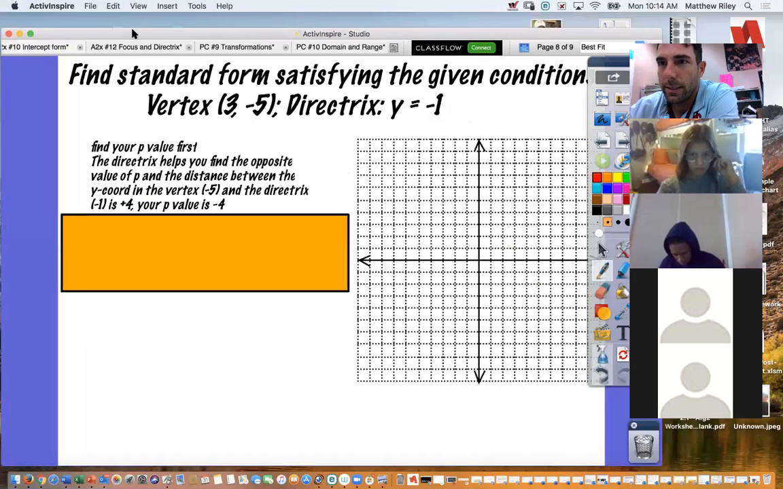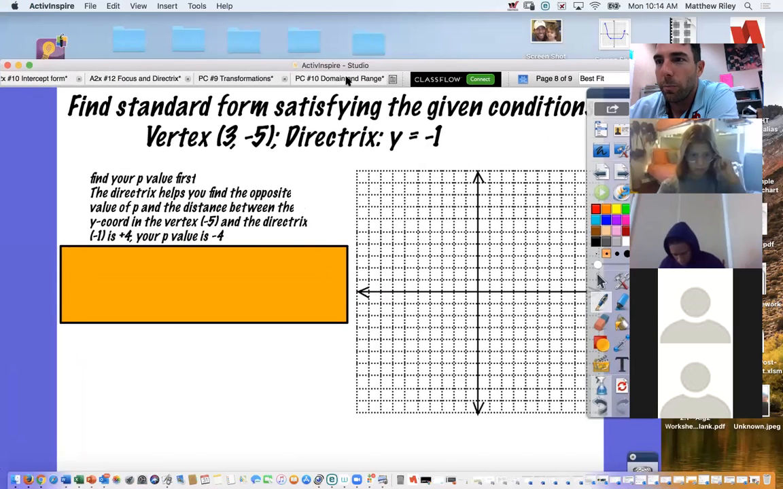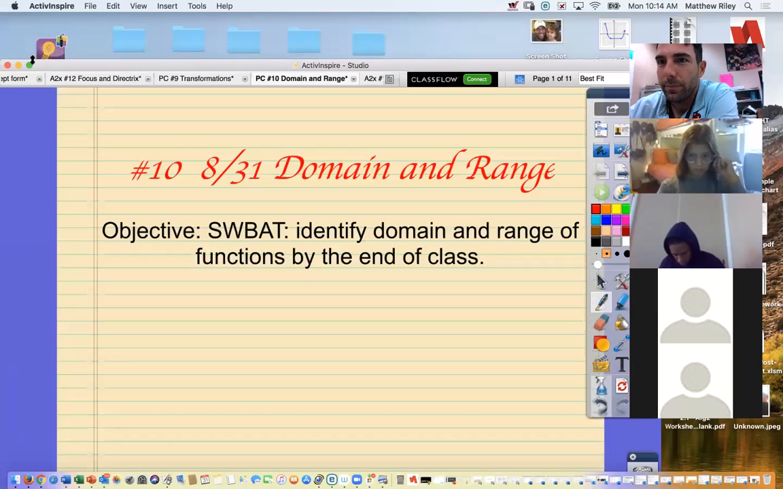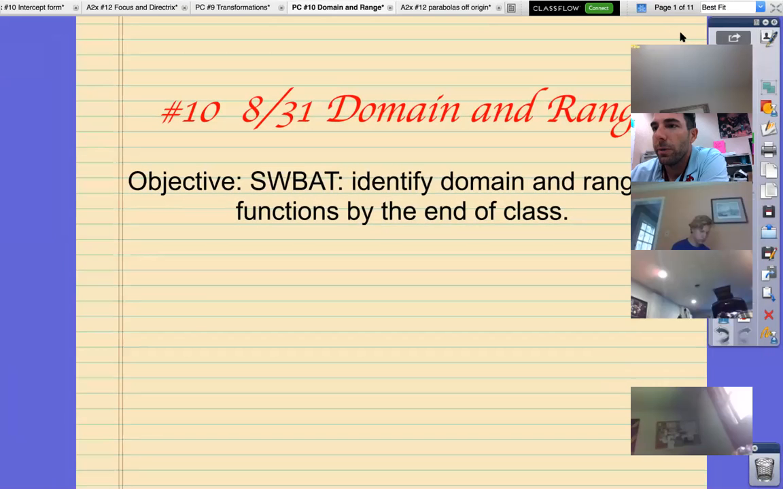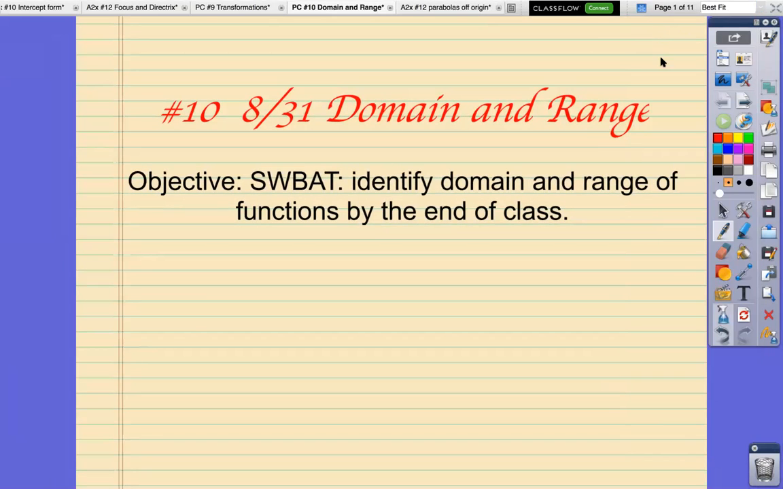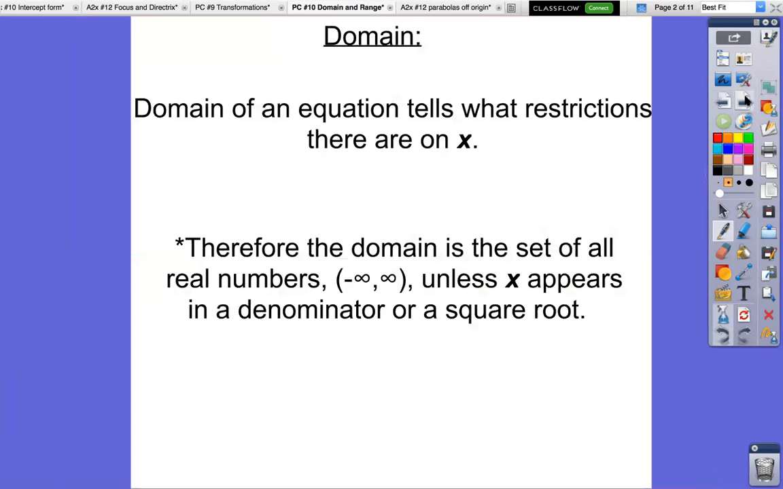All right, let's see. We are on domain and range. If you understood Friday's lesson, this one shouldn't be so bad. If you really struggled with Friday's lesson, you're going to have to kind of catch up quick. So we're talking about the domain and range of everything else we've done. So the domain of an equation tells you what restrictions there are on your x variable.